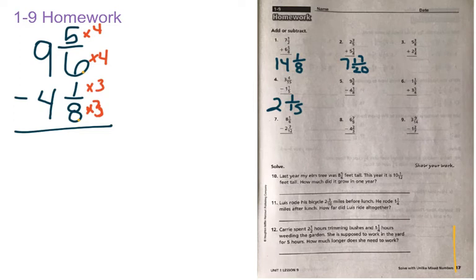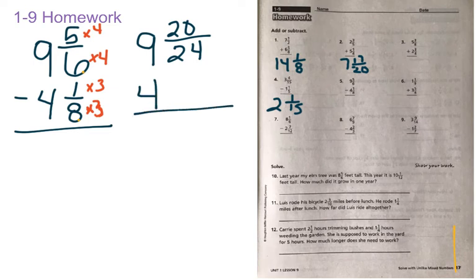by 3. And so I'm going to go ahead and bring my whole number over first. There's my 9. 5 times 4 is equal to 20, and 6 times 4 is equal to 24. I'm going to bring my whole number over, and I have 4, and I have 1 times 3 is equal to 3, and 8 times 3 is equal to 24. And now I can complete my subtraction.